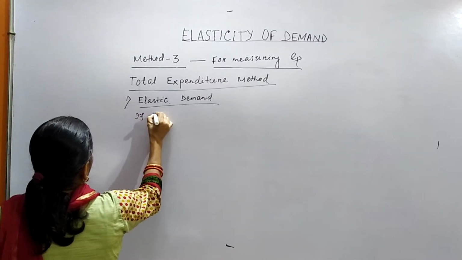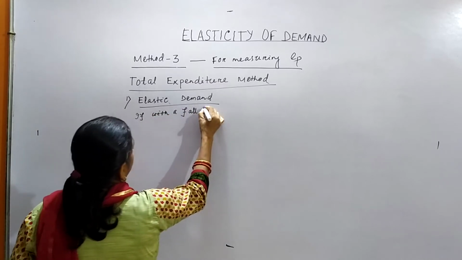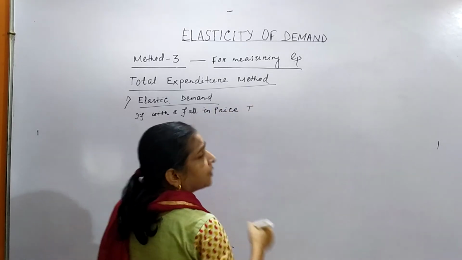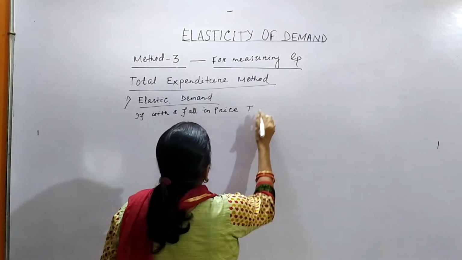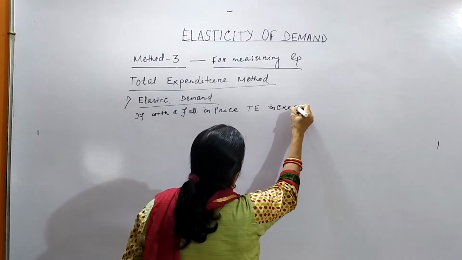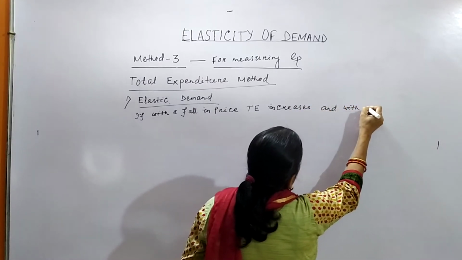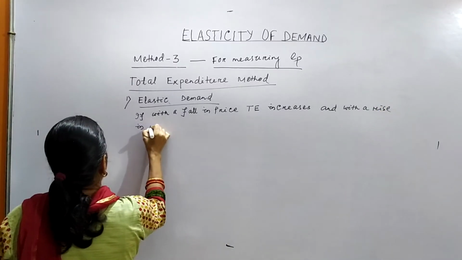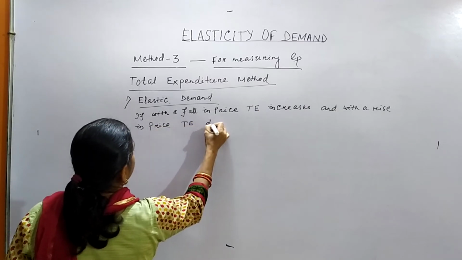If with a fall in price, total expenditure, in this case we have to note down the total expenditure, with a fall in price, total expenditure increases, and with a rise in price, total expenditure decreases.